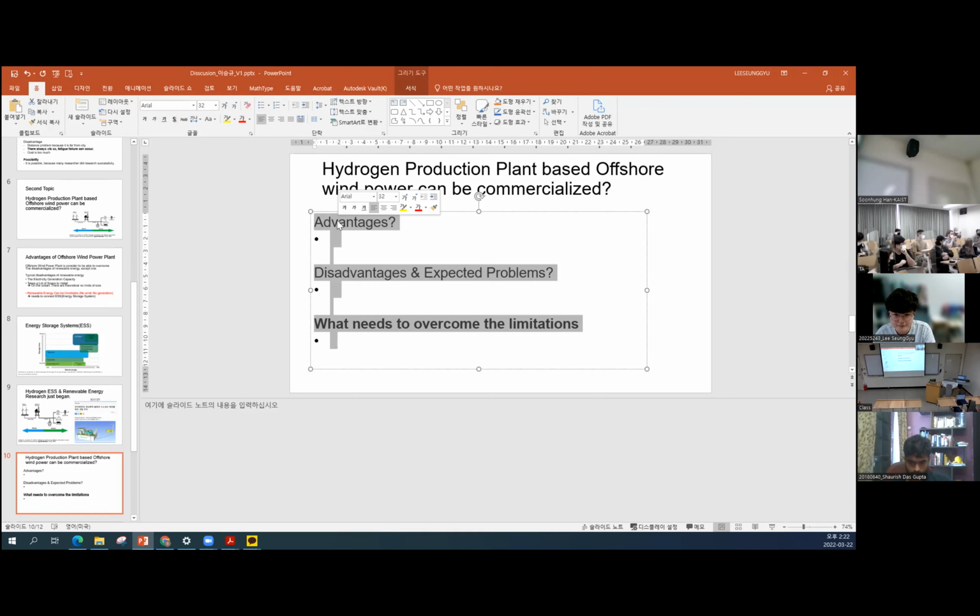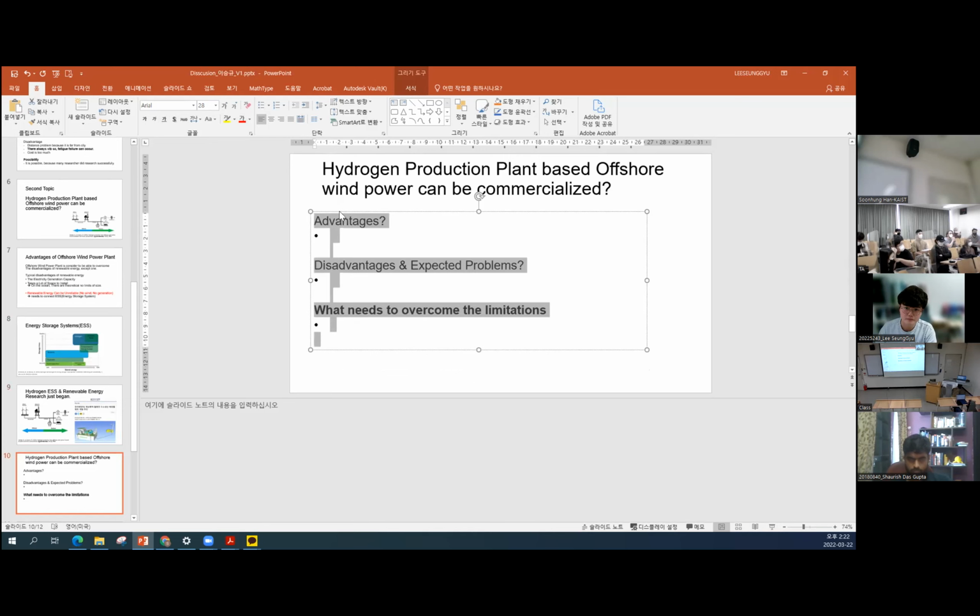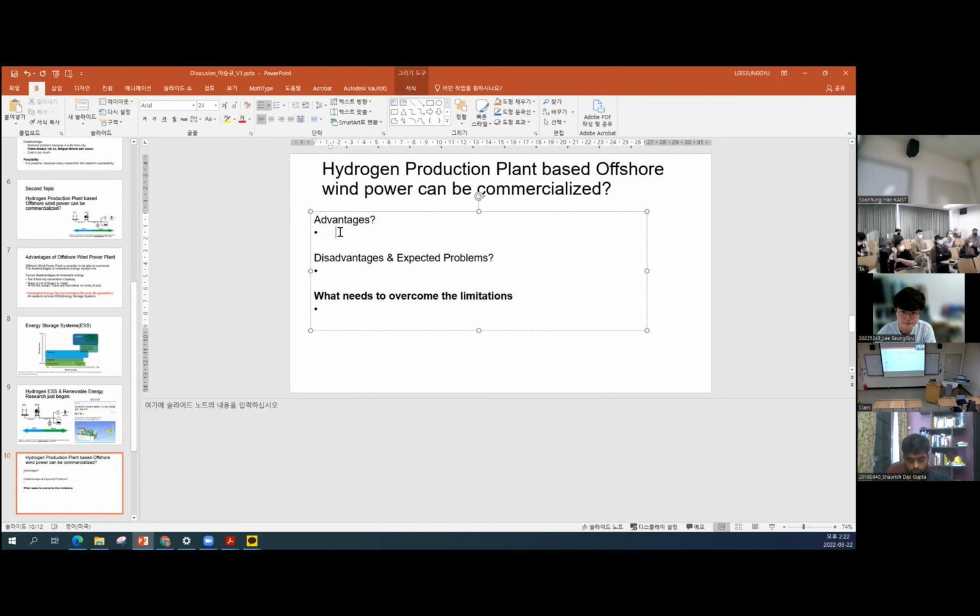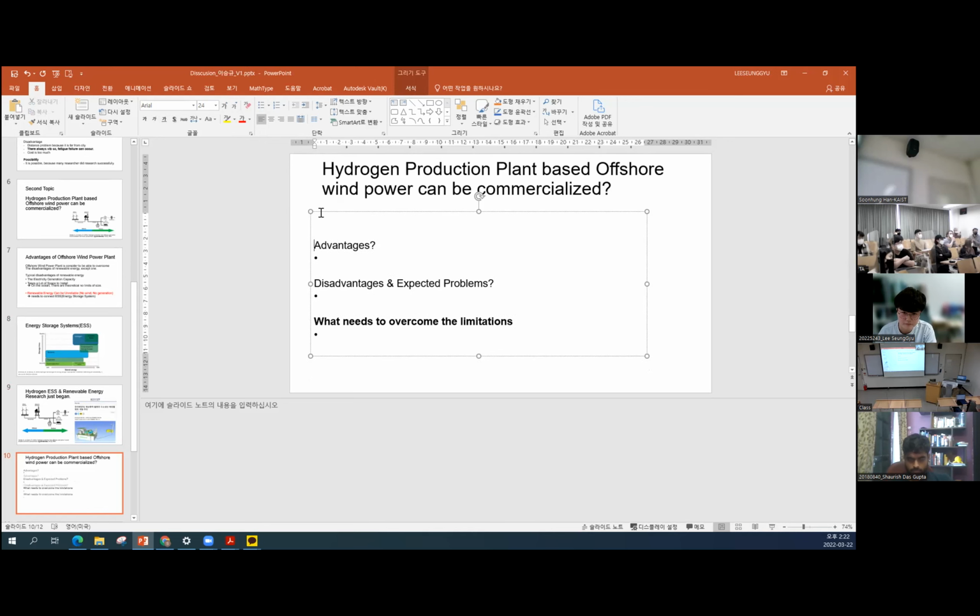I will start first. My name is Agateo, and I think one big advantage of this setup is that the ESS can be brought to shore, which can reduce the cost of the cables needed, and also reduce the power wasted in the resistance of the cables that are needed to transfer the energy.